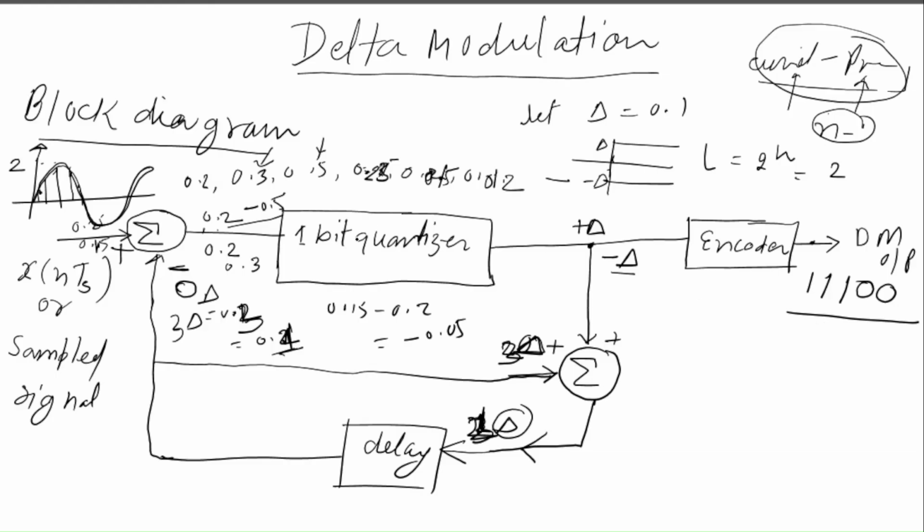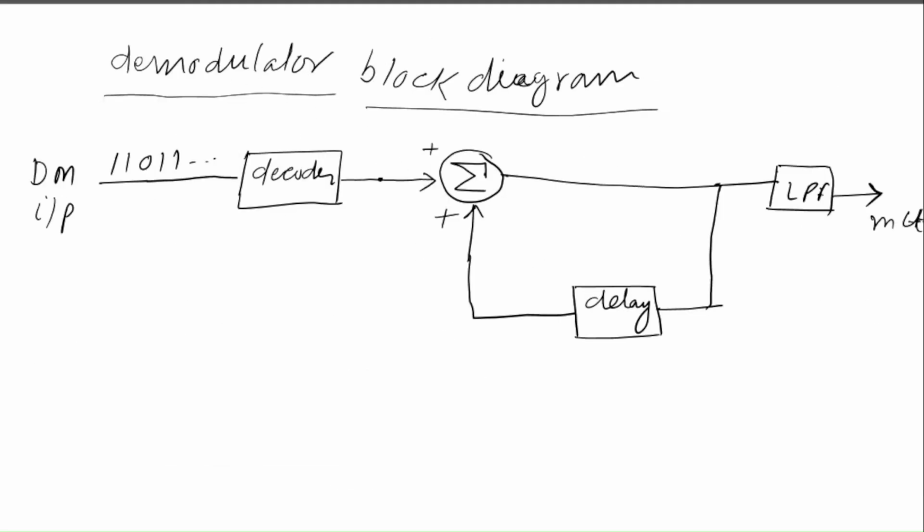So for the demodulation part, let's go to this block diagram for the demodulation. After delta modulation, you are getting the signal in the binary system, that is 1 1 0 1 1. If this is the sequence, it may be 1 0 1 1 1, the binary bit sequence. So the first block is the decoder. The decoder is nothing but when the input is 1, it generates plus delta, and when it is 0, it will generate minus delta.